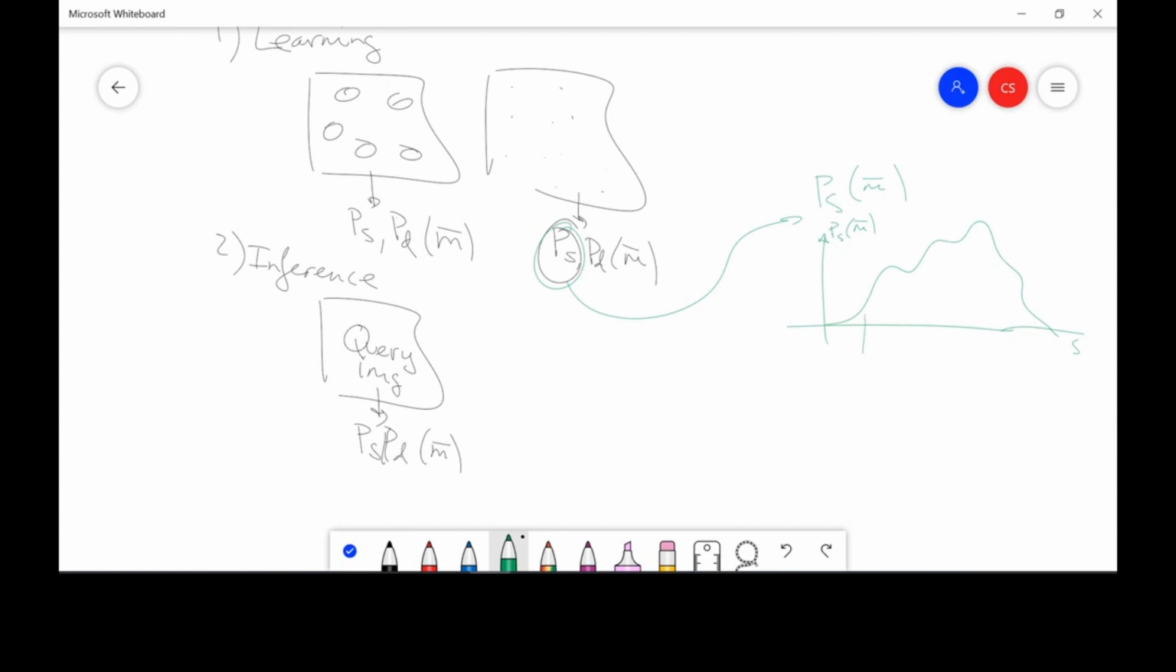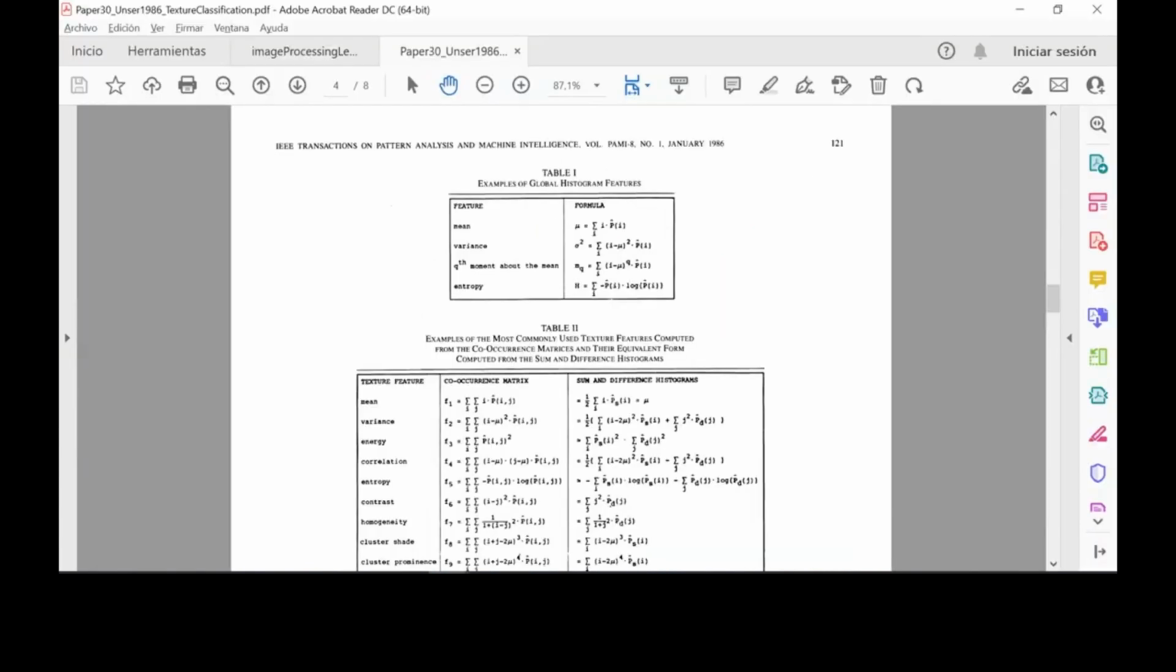What are the few numbers that are reasonable? I can compute the mean, I can compute the variance, and what else? I can compute all kinds of moments about the mean. You have there the formula, which is the standard one. And you can also summarize through the entropy, so you can compute the entropy of that distribution.